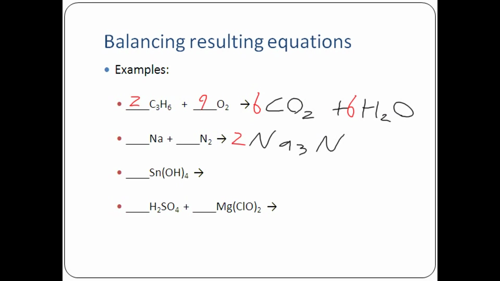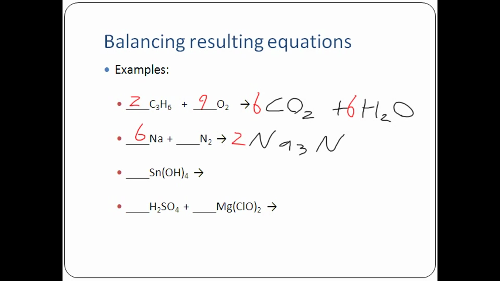So continuing there, to get this to work, we said that we've got 2 Na3N. We have 2 N's on the left and 2 N's on the right. For Na's, we have 1 Na on the left and now 6 on the right. So we have to put a 6 right here, and that balances that guy out.